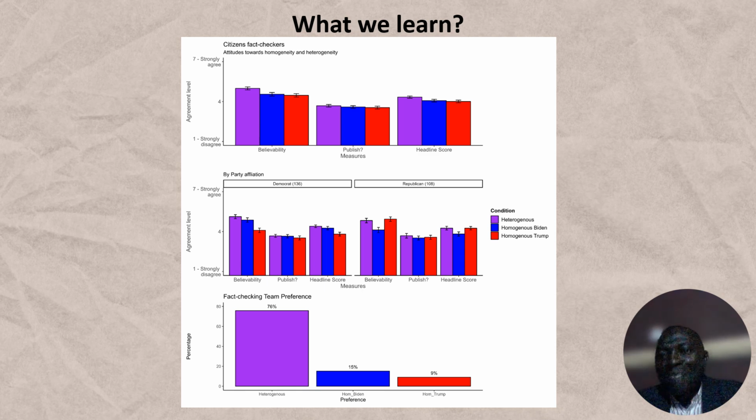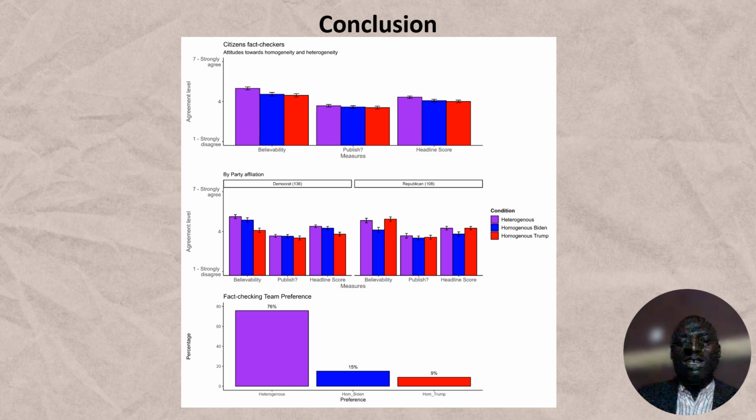People showed a marked preference for and a greater trust in news that was fact-checked by a heterogeneous group of fact-checkers. What I mean by a heterogeneous group of fact-checkers are fact-checkers that comprise people who voted for Donald Trump as well as Joe Biden in the 2020 election. So this suggests that diversity among fact-checkers not only builds trust but also makes the news more likely to be published due to its perceived reliability and balanced viewpoint.